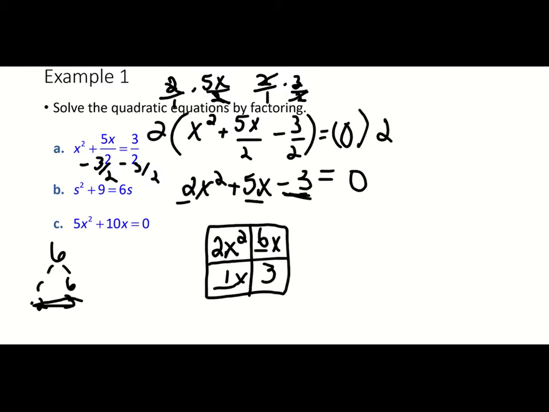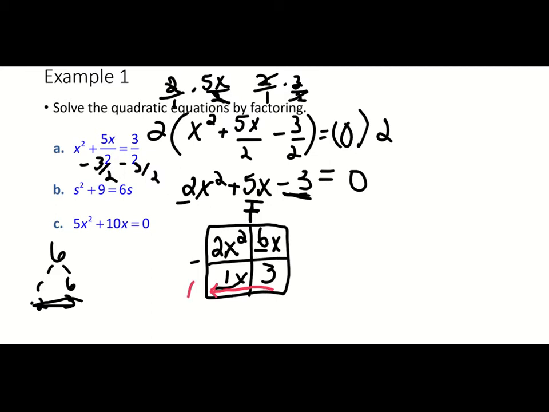And so that means my 6 here, if I were to add them together, would have to be the positive value, and my 1 would have to be the negative value to get that positive 5. So now let's go ahead and factor. We'll factor across first. And the GCF for 1 and 3 would just be 1.